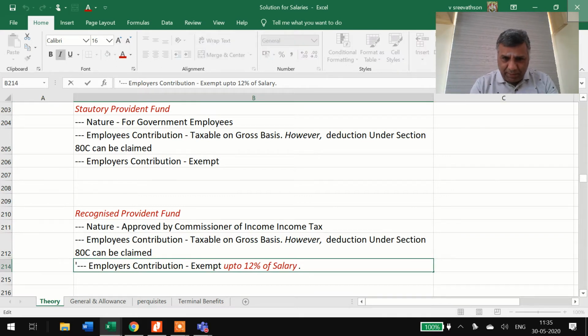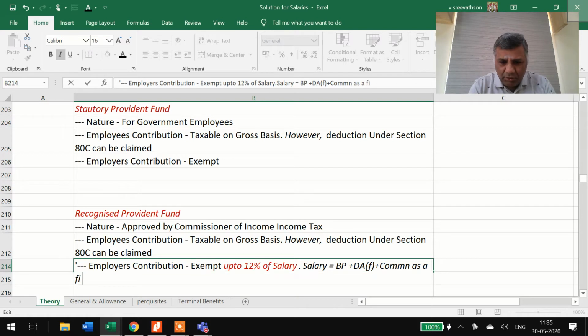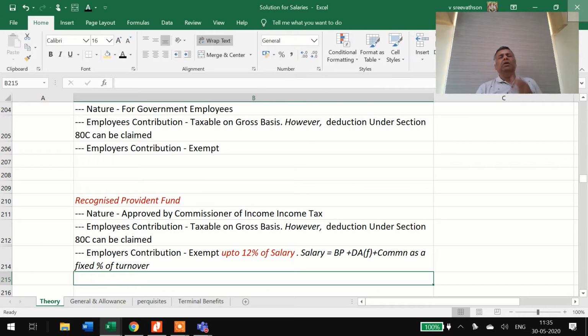There itself, please write down: salary is equal to basic pay plus DA forming part plus commission as a fixed percentage of turnover.